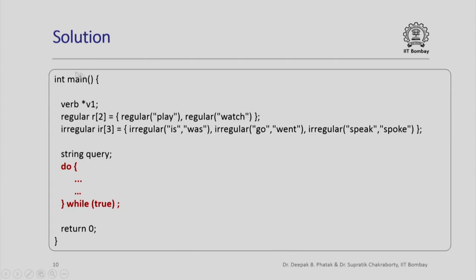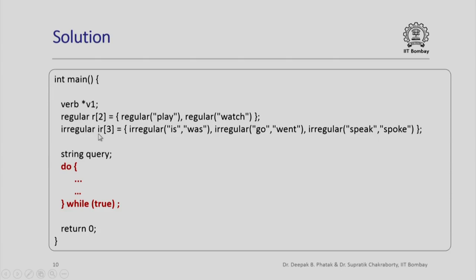Here is the main function. In this main function I have an array of regular verbs. This array is of size 2. I have instantiated it with two objects of the class regular. Each object has been created by a call to the constructor of the regular class with an appropriate string for the verb. So here the two strings, the two regular verbs which are being used to instantiate the two objects in this array R of size 2 are play and watch.